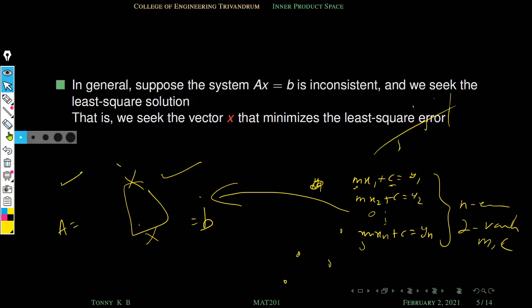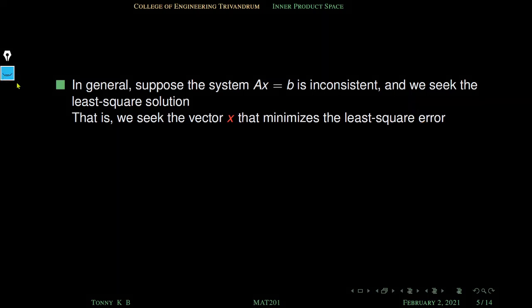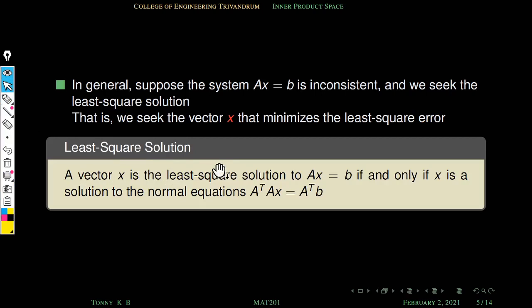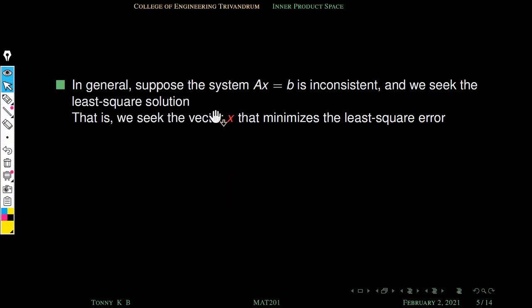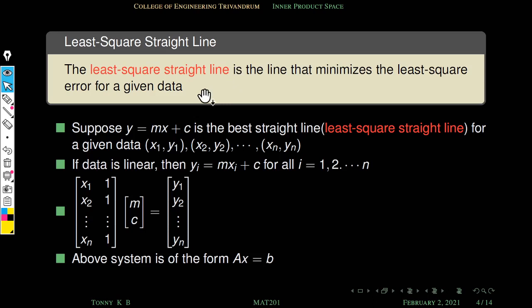And now the generalization. In general, suppose the system Ax equal to b is inconsistent. What we did now is assume that the underlying relation is only a straight line. We consider data like x1 y1, x2 y2, and we assume that the underlying relation is a straight line, then we get a system like this. In general, a data point yi depends on several independent variables. Here y depends on only one independent variable.